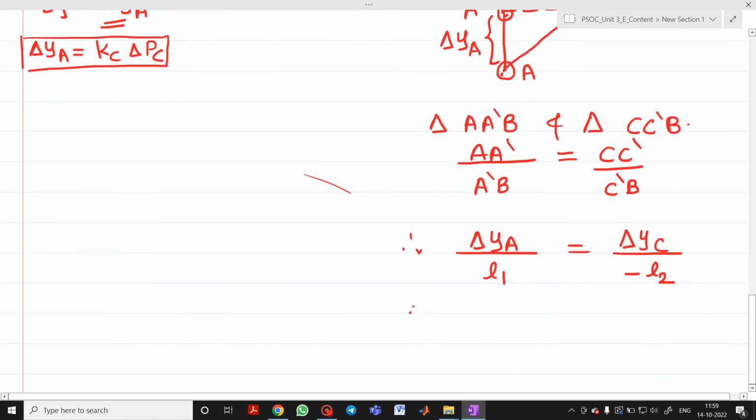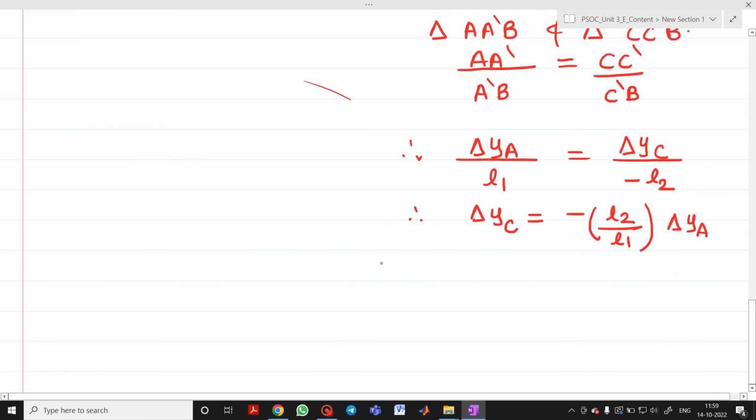So how can I write the expression for delta YC? I can write delta YC will be equal to minus L2 divided by L1 into delta YA. It is easy to understand. So for this, L2 by L1 with the minus sign as it is, I will write this as equal to K1. Let's say it is a constant of proportionality.